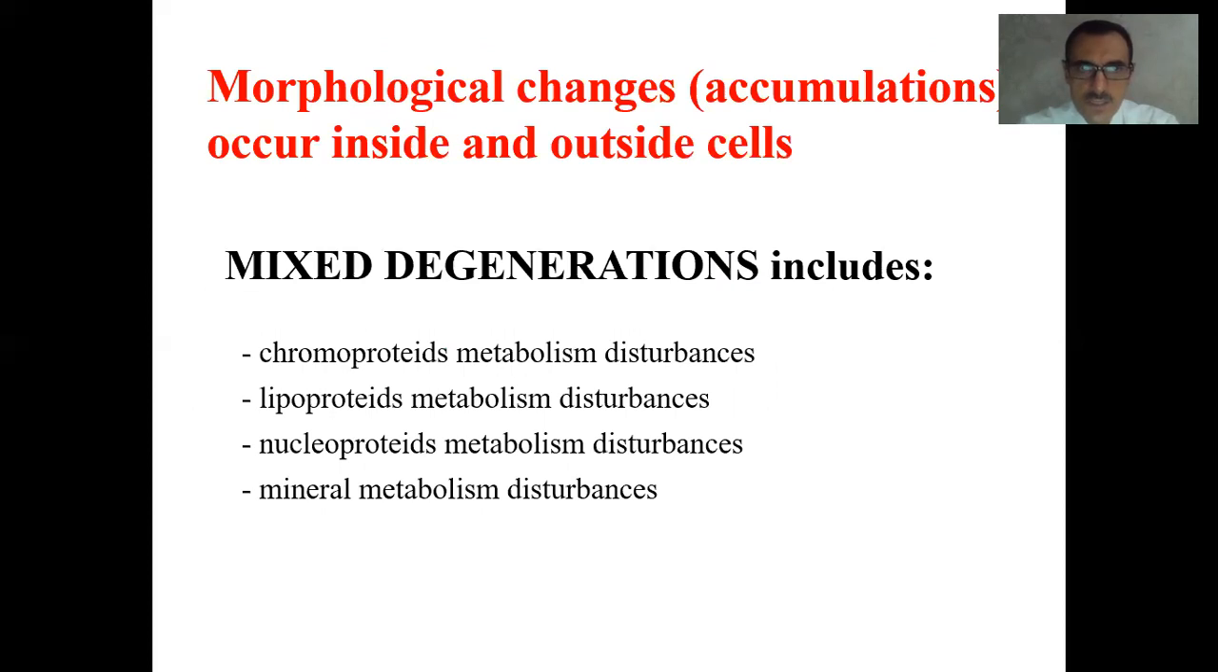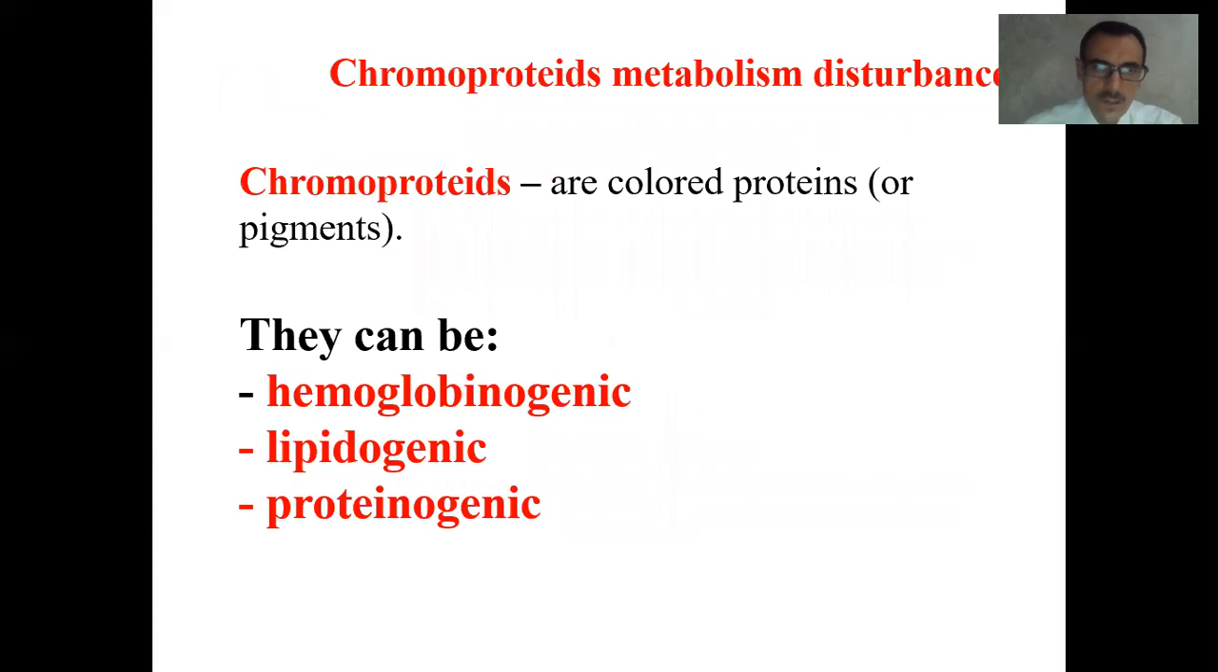Mixed degenerations are morphological changes, or accumulations, occurring inside and outside cells, of proteins and complex proteins and mineral substances. So the mixed degenerations include chromoprotein metabolism disturbances, lipoprotein metabolism disturbances, nucleoprotein metabolism disturbances, and mineral metabolism disturbances. The chromoproteins are the colored proteins or pigments. They can be hemoglobinogenic, lipidogenic, and proteinogenic.